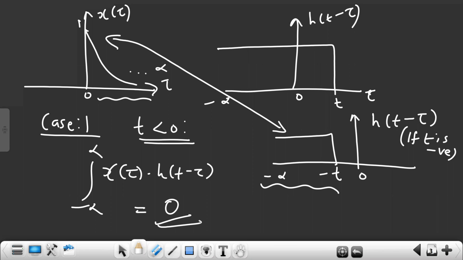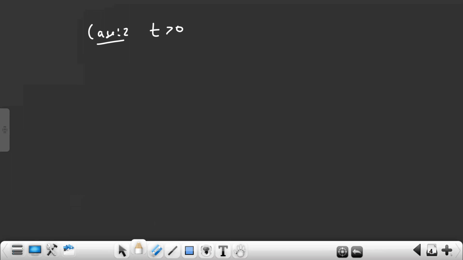Now I will go for the next case, case 2, that is t greater than 0. As of now, we have discussed t less than 0. Now you will go for t greater than or equal to 0. Why are we putting equal to 0? Because it is a continuous time integral. T less than 0 we have finished; now we will go for t greater than or equal to 0.